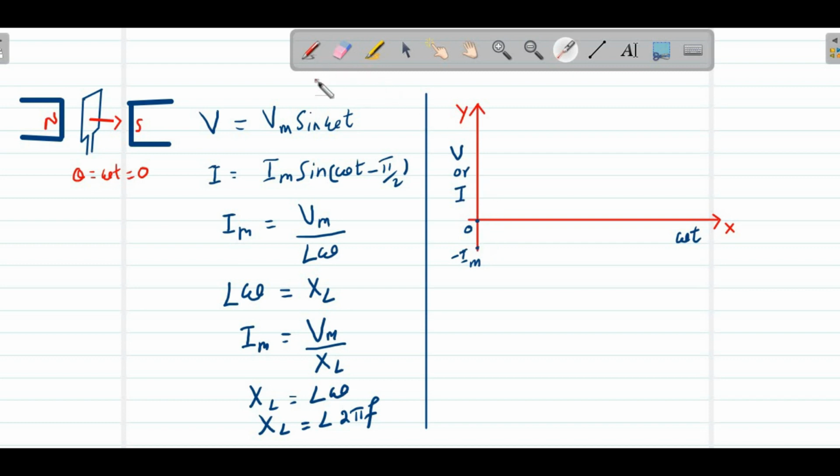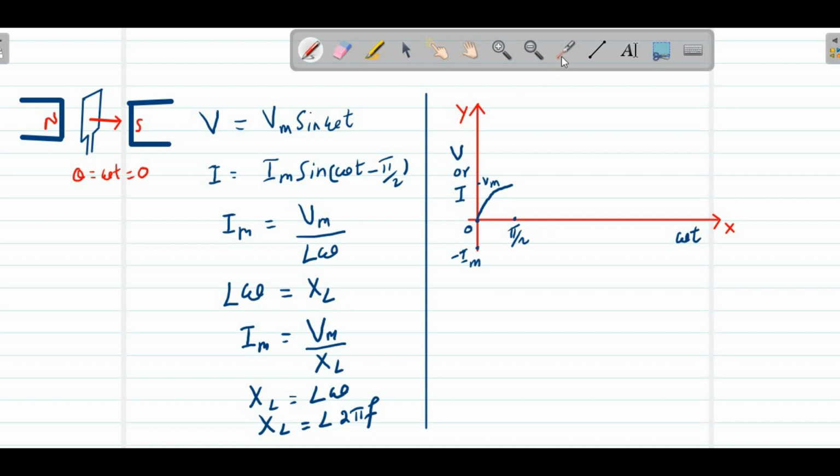Now again suppose the armature started rotation and it rotated 90 degrees. Suppose in the first half rotation, this armature rotated 90 degrees. Then omega t becomes 90 degrees, pi by 2. Sin 90 is 1. V becomes Vm. Means voltage gradually increased to maximum. When the armature rotates 90 degrees, voltage reaches maximum. So this angle is pi by 2. At that point voltage becomes Vm, the peak value of voltage.